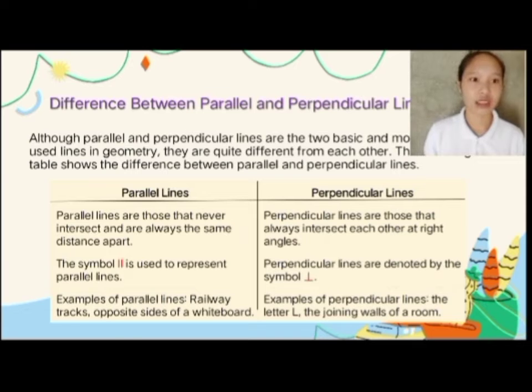Perpendicular lines are denoted by the symbol of the letter T upside down. An example of this is the letter L, or the joining walls of a room.